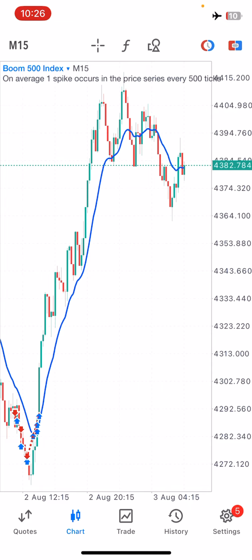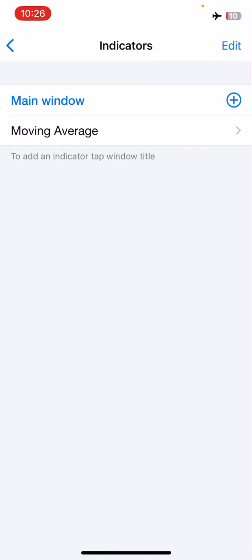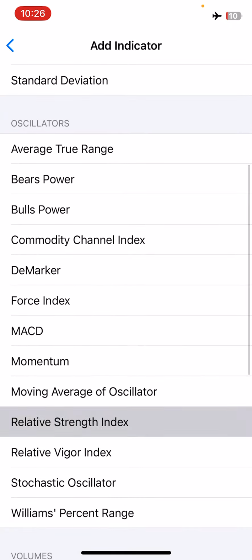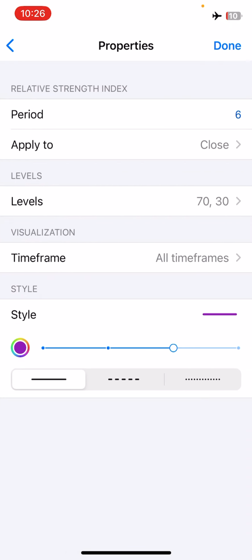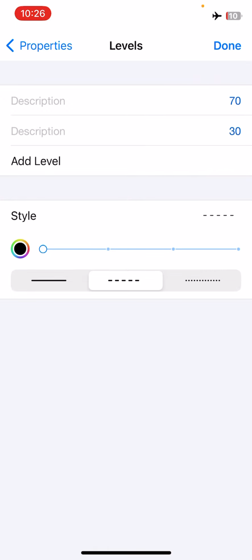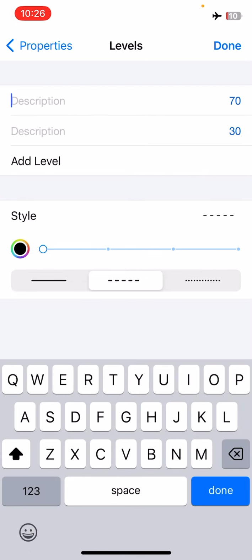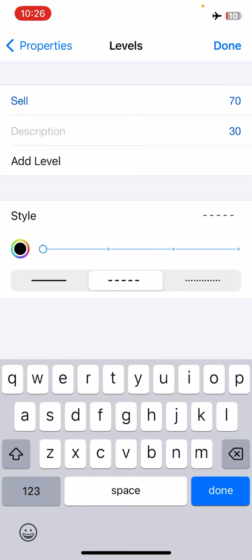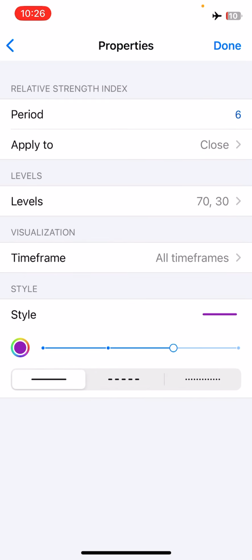Okay, the next indicator that we need is going to form part of our indicator window 1, and we're going to need the relative strength index, which is right here, and this RSI is going to have the following properties. We've got a period of 6, apply to close, and then these two levels are very important: level 70 and level 30. You can also label these. I'll label this as a sell, and I'll label this as a buy. So if I click done, I'll go back to my properties for the relative strength index. We just need to clarify the style. I chose that purple color.